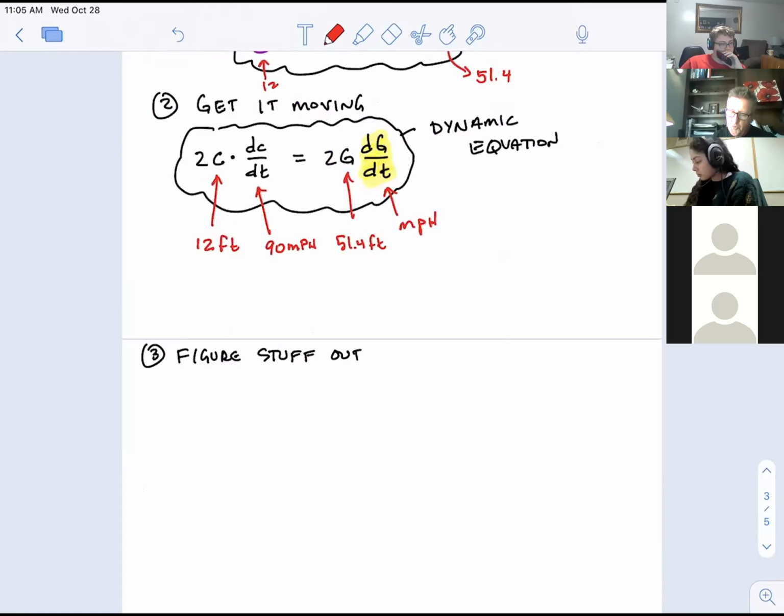Notice I don't really need the 2's. I could have canceled those out, so I'm just going to leave the 2 out. So if I say 12 times 90, this is a really quick, easy equation to solve. If I say 12 times 90 equals 51.4 times dg/dt, all I have to do is divide 12 times 90 by 51.4. And I get 21.